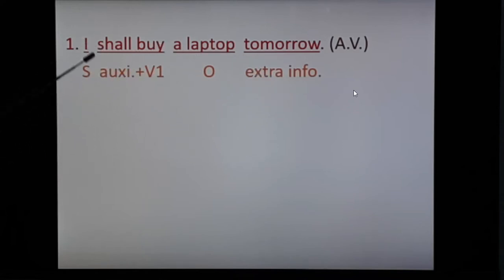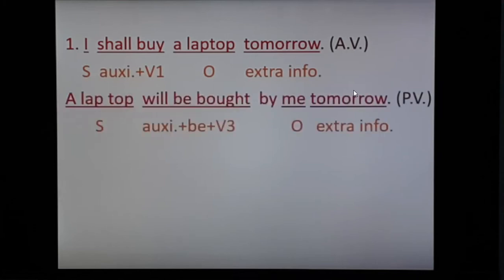Now here which voice is this? This is active voice. Why? Because V3 form is not mentioned as well as by is not given. Let's turn this to passive voice. A laptop will come in the beginning. According to a laptop, you have to put appropriate auxiliary verb. Here shall is given because you have to use shall with I always. And here a laptop, that is third person singular. That's why we have to change shall to will. A laptop will be bought.